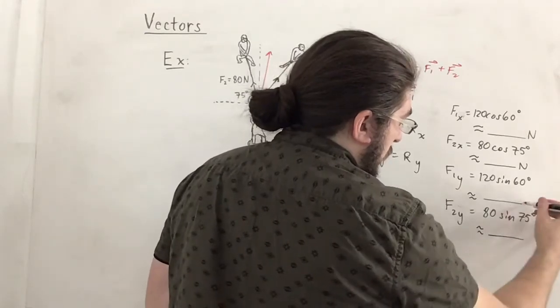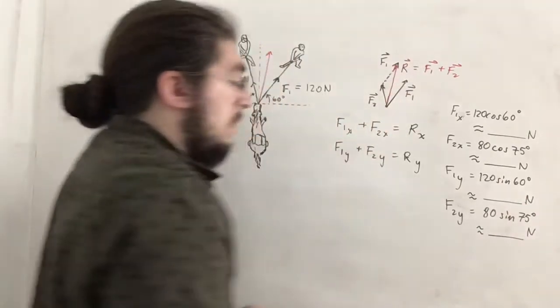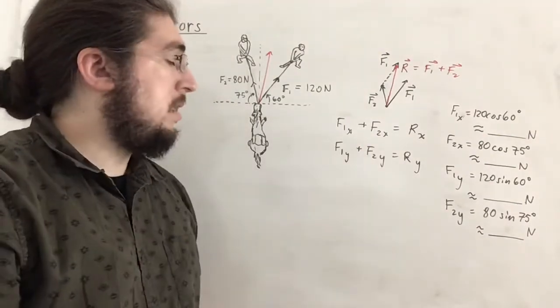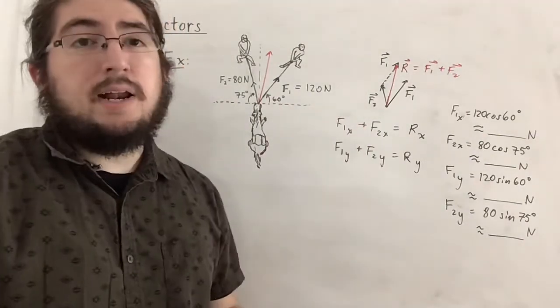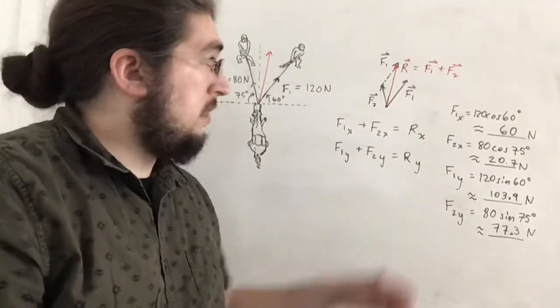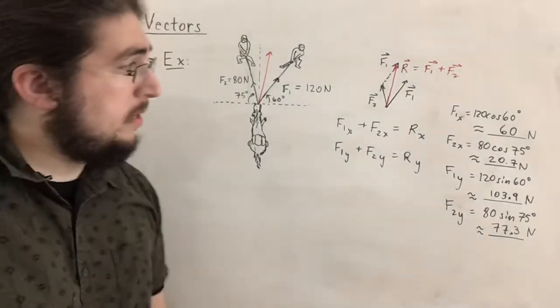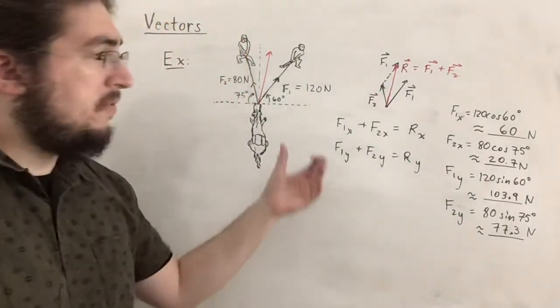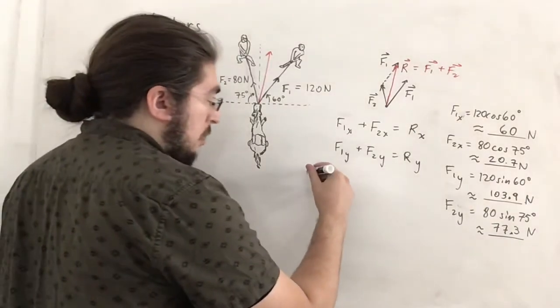And these are also going to be both in newtons. Great. So once we have these, we can add these results together to get the x and the y components for our resultant vector finally. So let's use our calculator and see what we get here. Alright, so this is what I ended up getting after using my calculator for F1x, F2x, F1y, and F2y. So now we can finally add these to find out what Rx and Ry are.